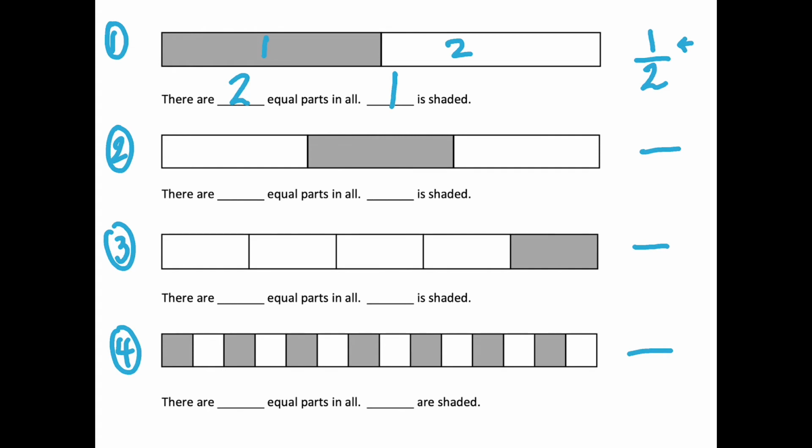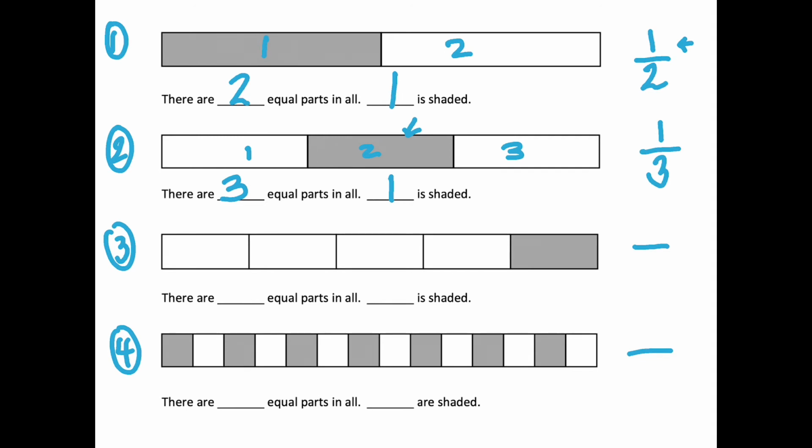Number 2, there are how many equal parts in all? 1, 2, 3. So I'm going to put 3 here. And how many parts are shaded? Only 1. So let's make this into a fraction. The top number is the number that's shaded. How many parts are shaded? Only 1. And then the bottom is the total number of equal parts, and we have 3. So the fraction here is 1/3.